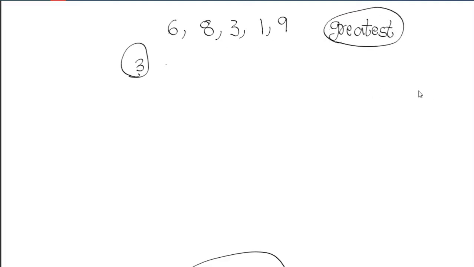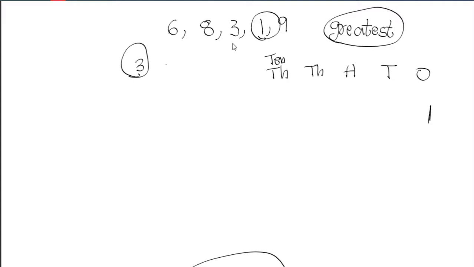So 5 digits means 5 places. What are the 5 places? Ones, tens, hundreds, thousands and 10,000. These are the 5 places, children. So among these 5 numbers, 6, 8, 3, 1, 9, which is the smallest, children? 1 is the smallest. So you have to place the 1 in the ones place.